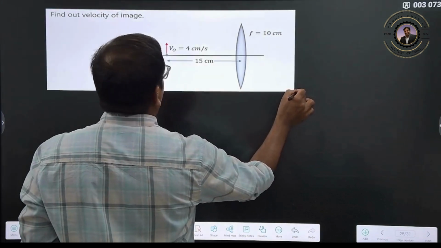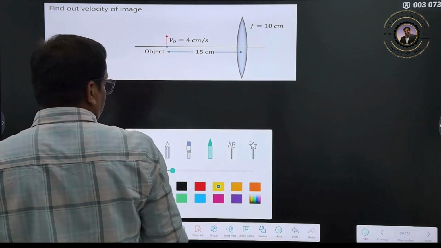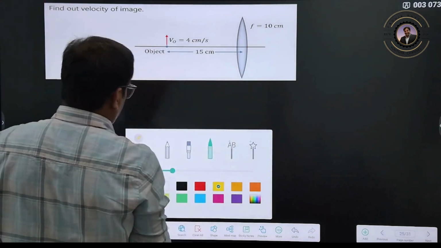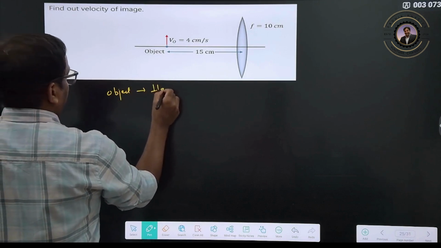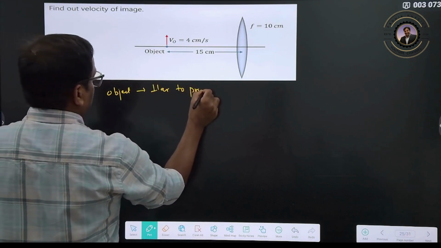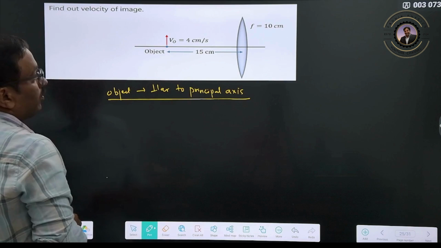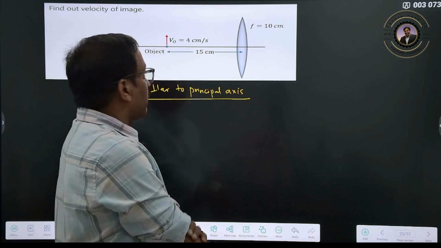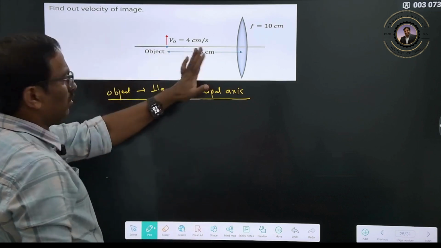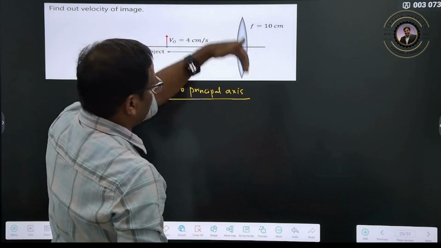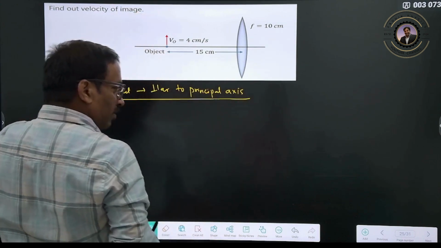Here, how is the object moving? The object is moving perpendicular to the principal axis now. Therefore, if an object moves perpendicular to the principal axis, clear? So, what can you get now? Here, definitely the image will go in this direction now, right? It's 15 centimeter where it will be there. We'll see.